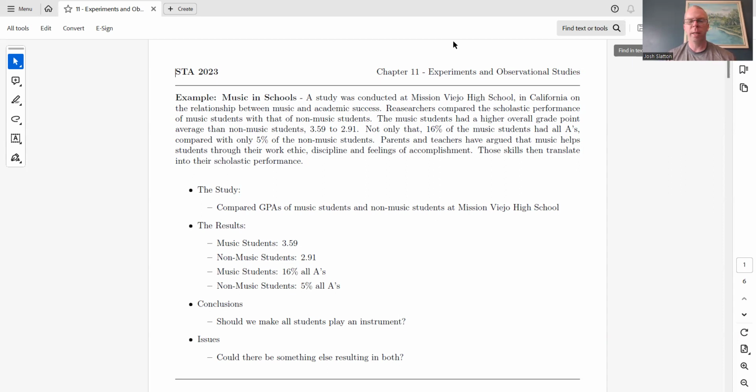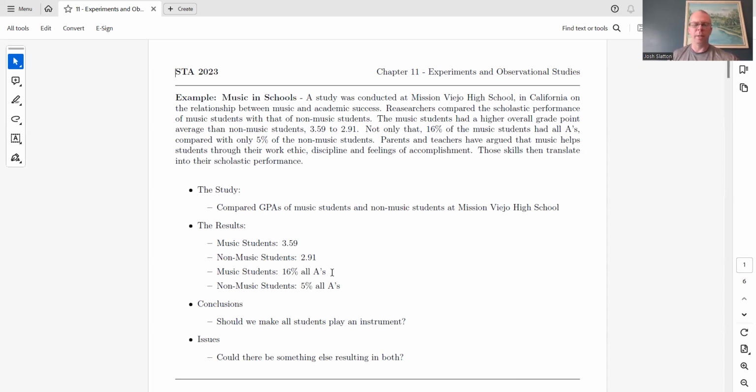So the study compared GPAs of the music students and the non-music students at the high school. The results: we had a 3.59 music student GPA versus 2.91. And then 16% of the music students got all A's, whereas 5% of the non-music students did. So a question we might ask is, should we just make all students play an instrument? The logic behind this is, if all students played an instrument, would all GPAs go up? Would that automatically make GPAs go up?